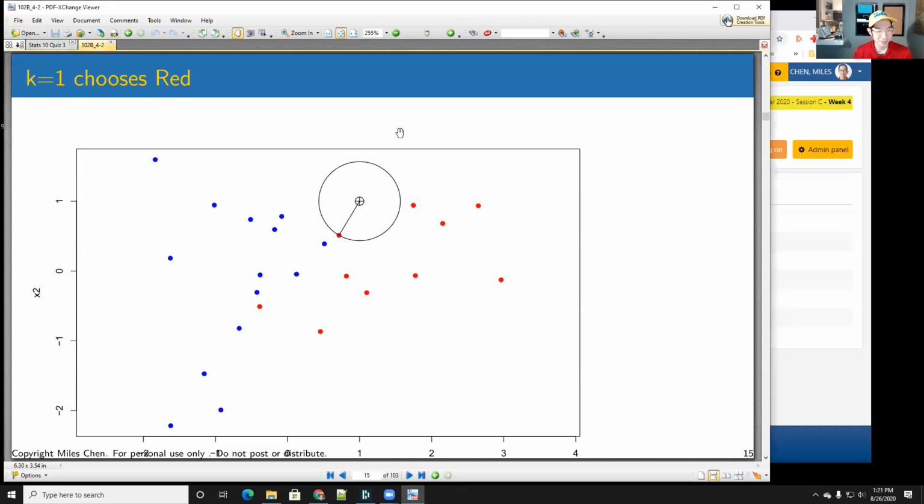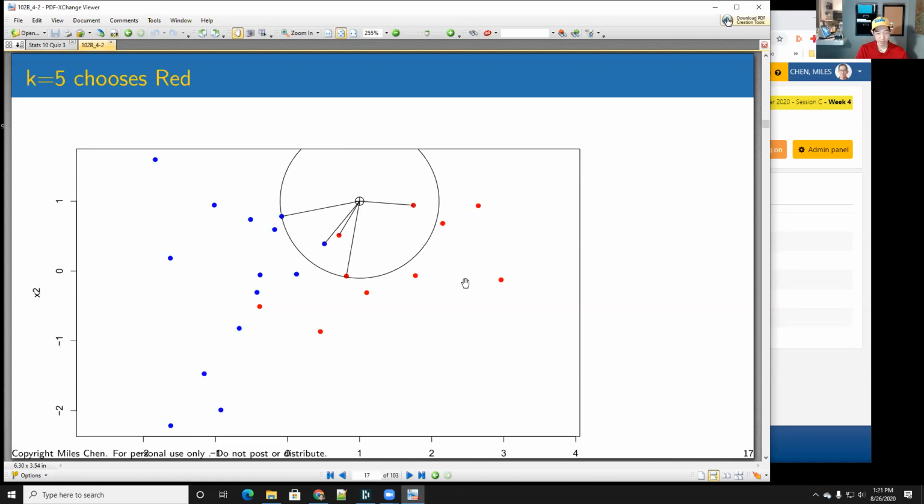Okay, so for k equal to 1, this is our nearest data point to our test case, and it's red. So we're going to pick red. With k equal to 3, these are the 3 closest data points, and 2 of them are red, so this still gets classified as red.